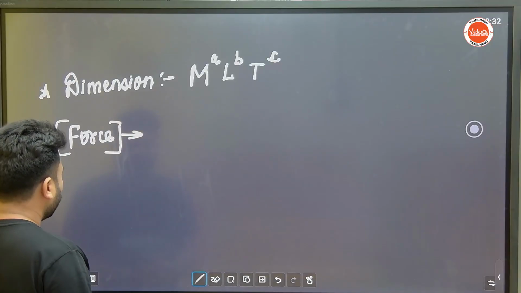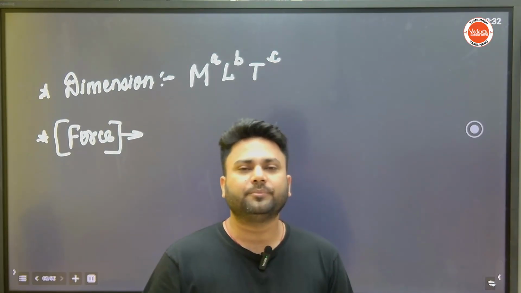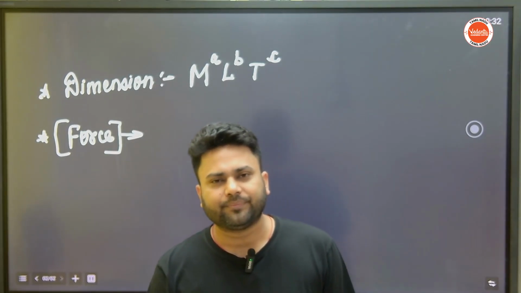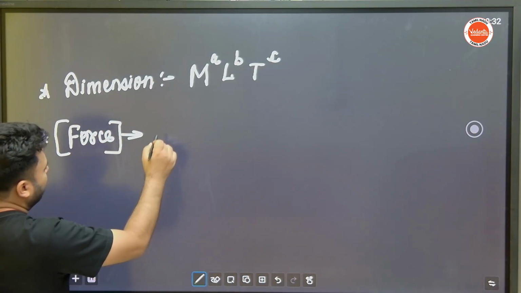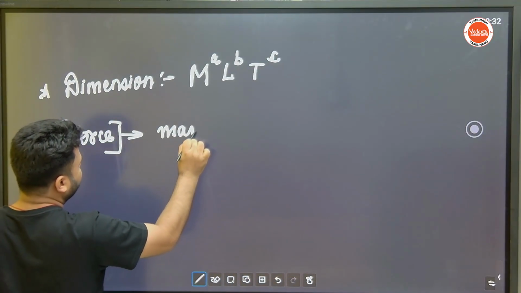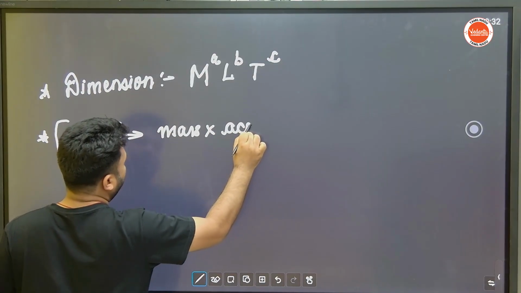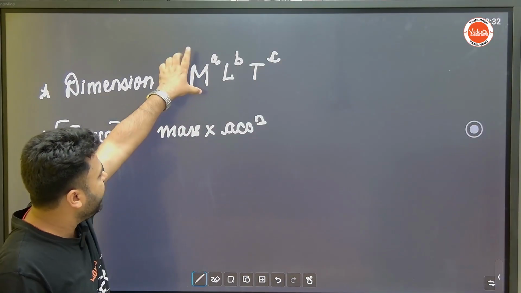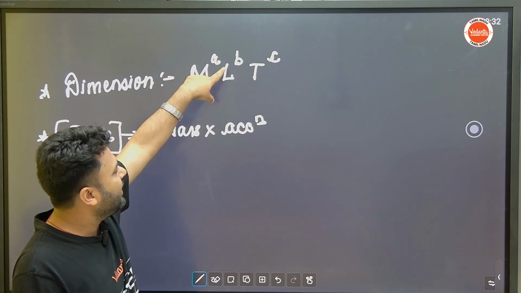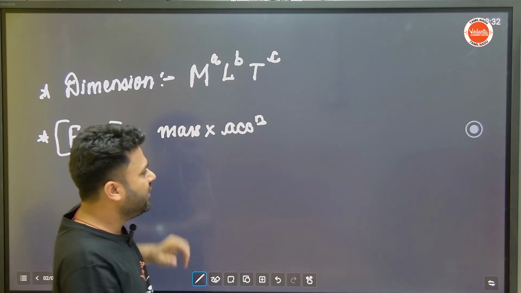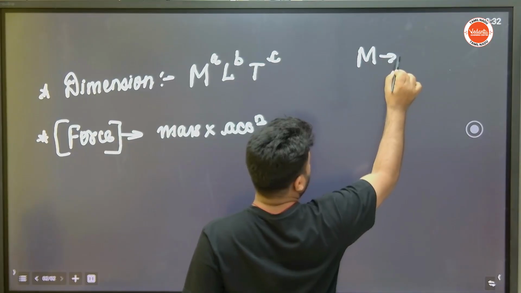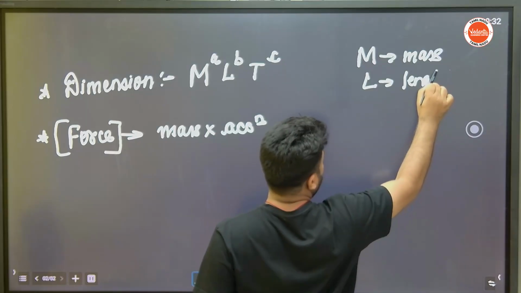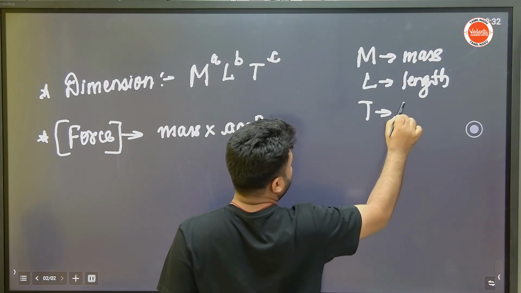If they ask the dimension of force, what do we have to do? We have to think of any formula of force. Any formula you can think of. Like the basic formula, force equals mass into acceleration. Now my intention is to write this force in MLT form. M for mass, L for length, and T for time.